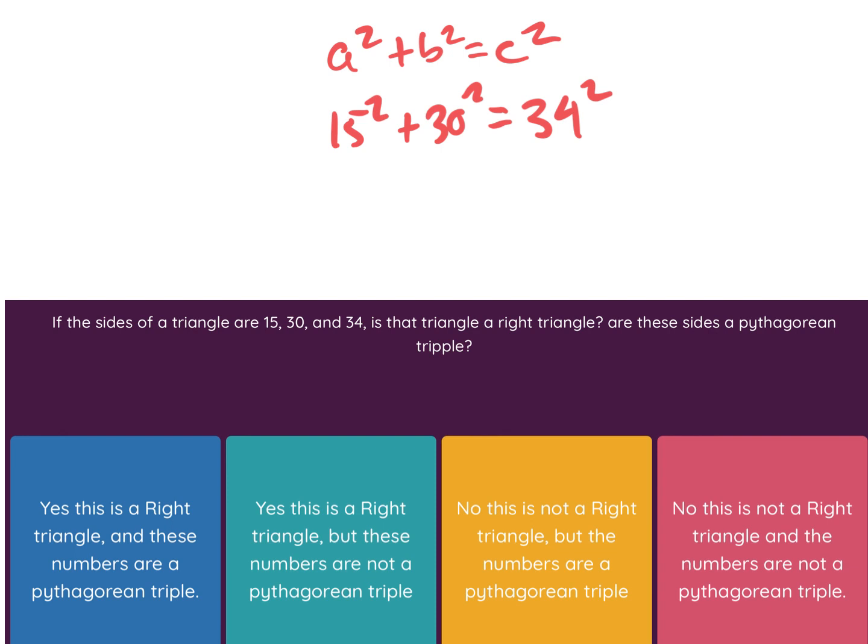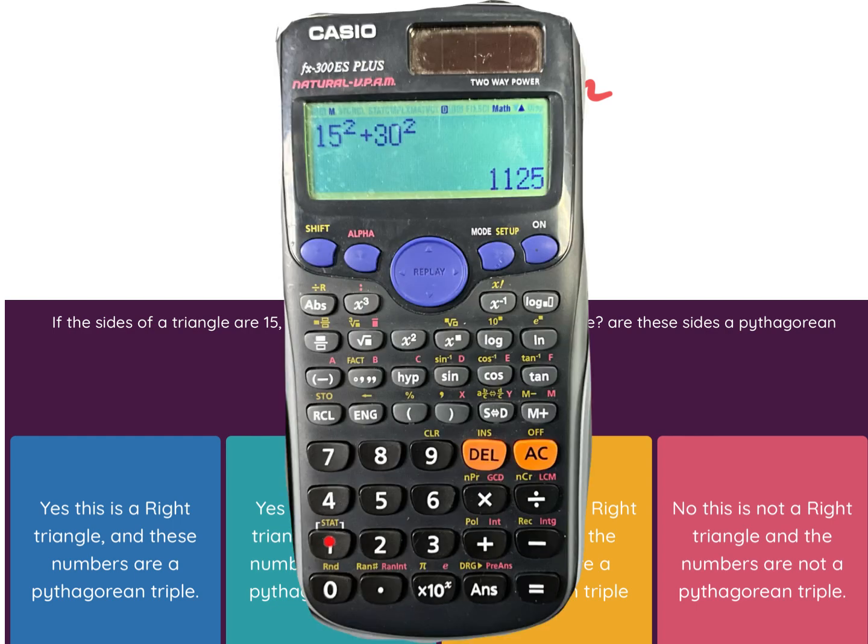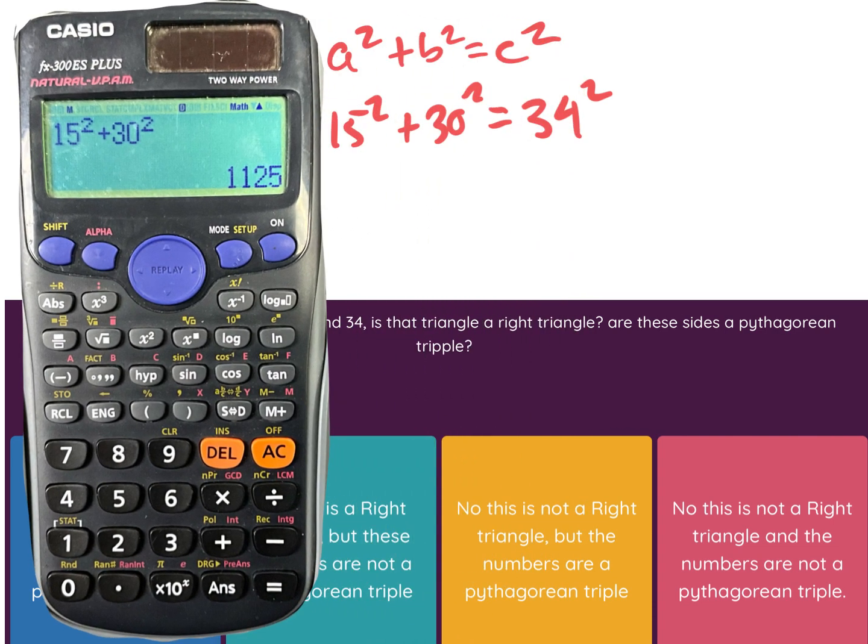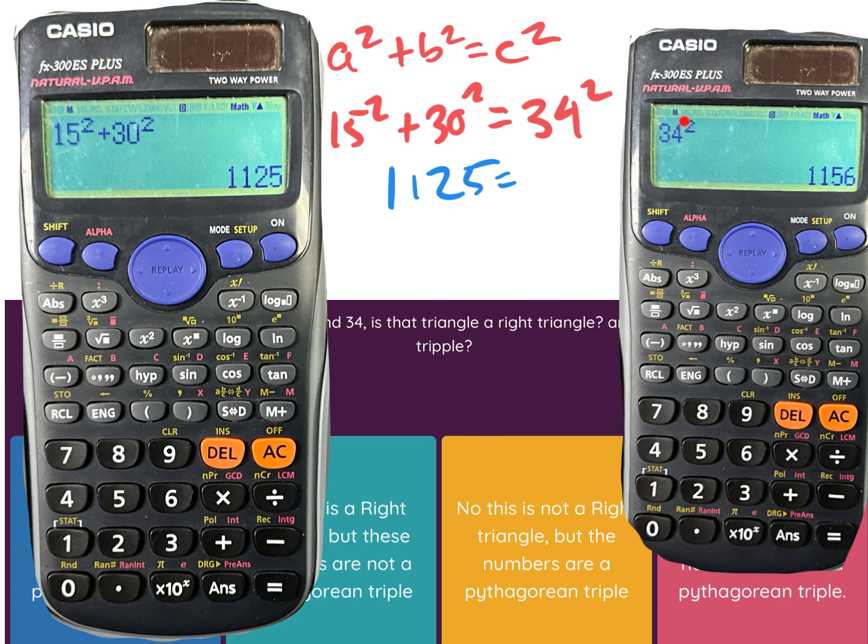Okay, so on a calculator, I am going to do 15 squared plus 30 squared, hit equal, it gives me 1,125. And we need to check if this 1,125 is equal to that 34 squared. As you could see, I typed in 34 squared, I got 1,156.